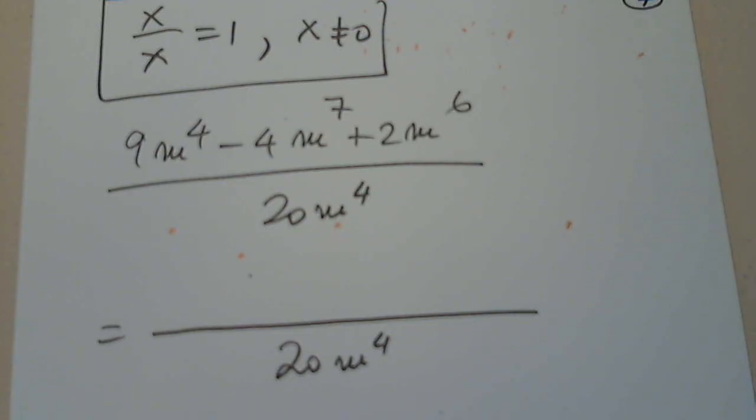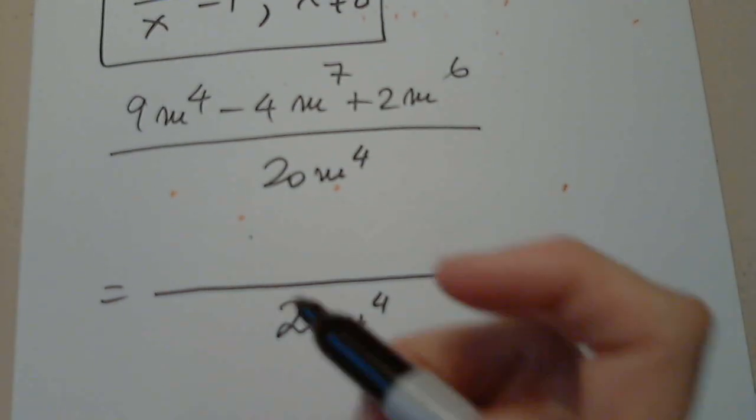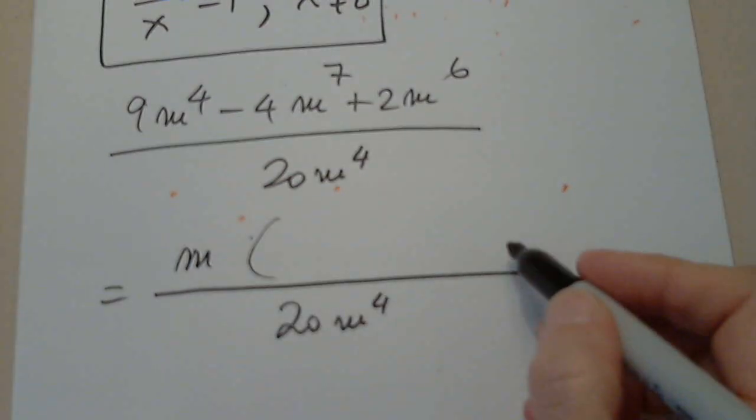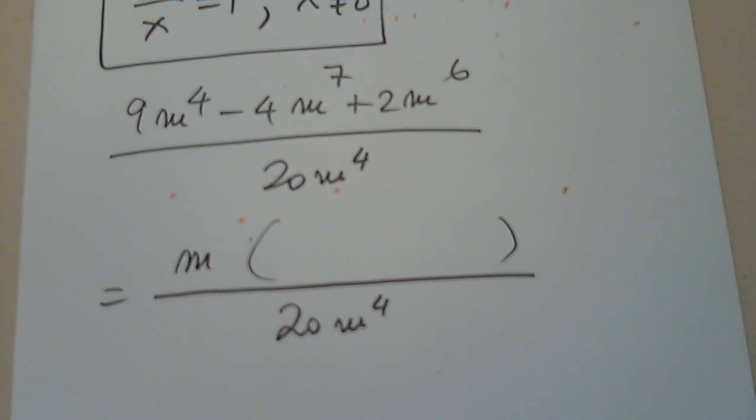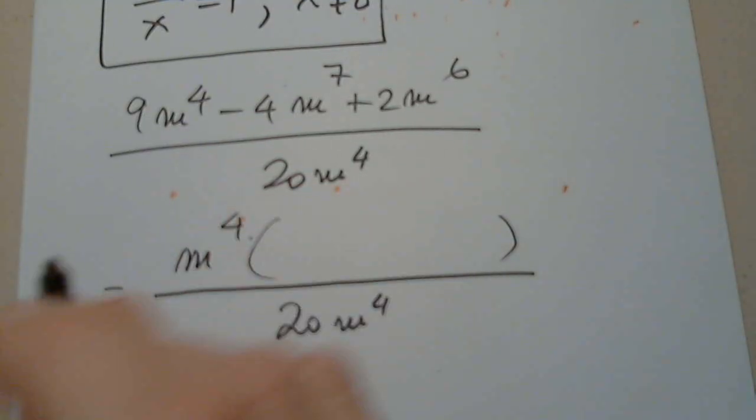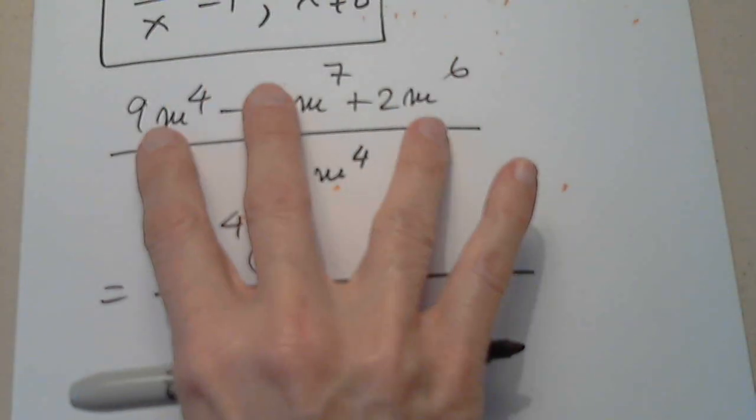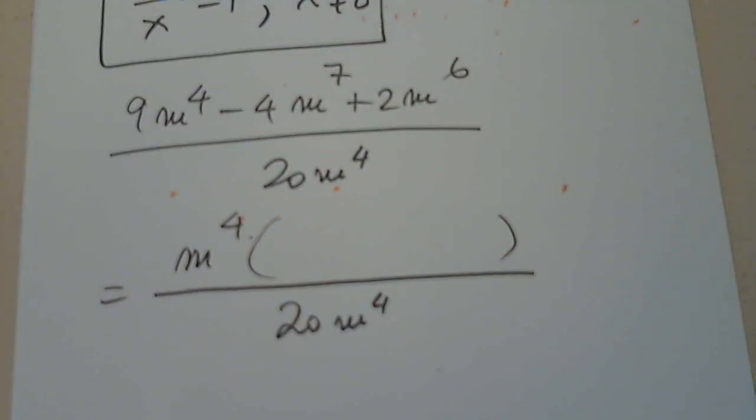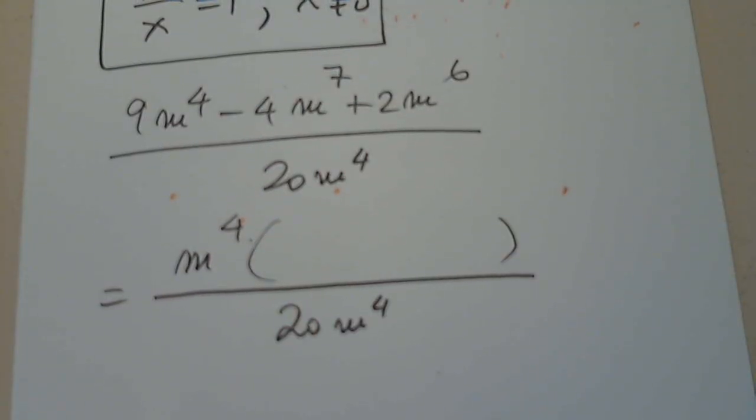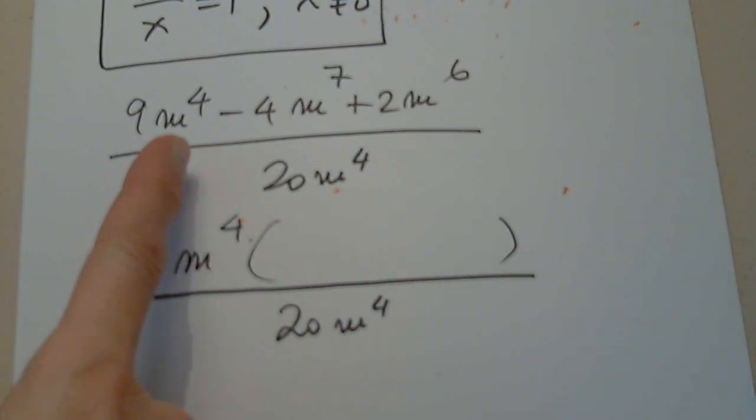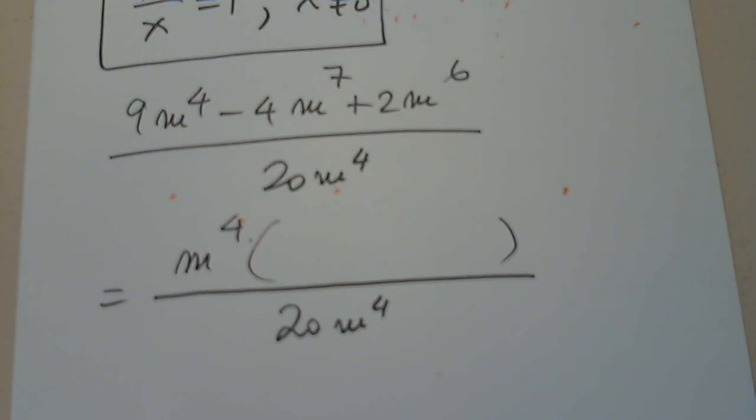So what would you factor out? 9, 4, and 2 have no common factors. So you can only factor out some power of m. Which power? To the 4th. Yes, it has to be the smallest. I have 3 terms originally. I have to have 3 terms left in parentheses, such that when I distribute them back, I recover those. Because I can't change the problem.